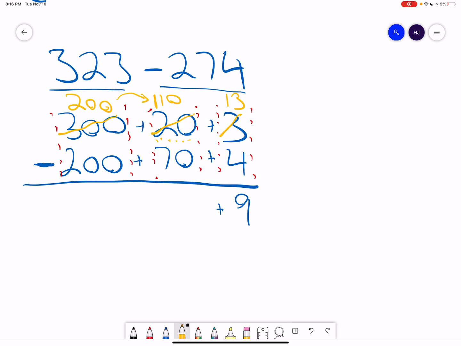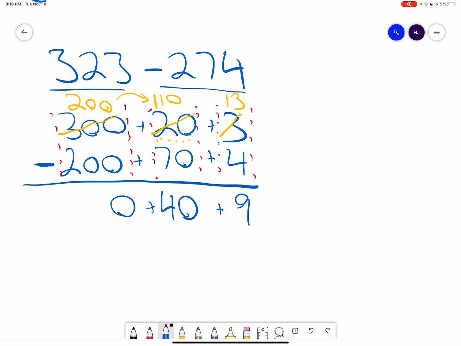Now we have 110 take away 70. So what's 11 tens take away 7 tens? 11 tens take away 7 tens is 4 tens, which is 40. Okay? Next, we have our hundreds finally, in which case we have 200 take away 200. In that case, 200 take away 200 is obviously 0.